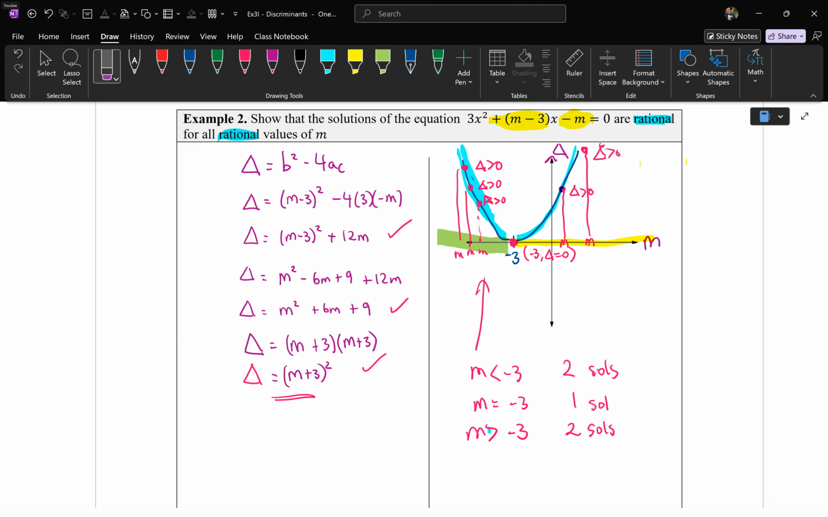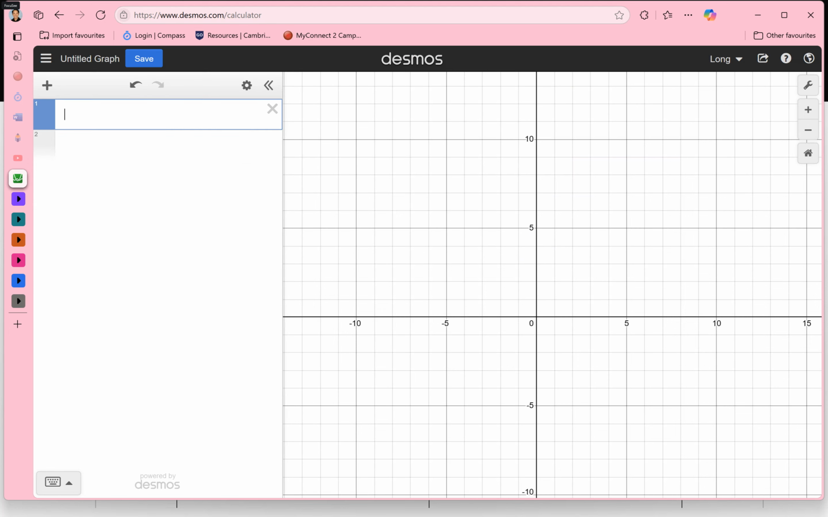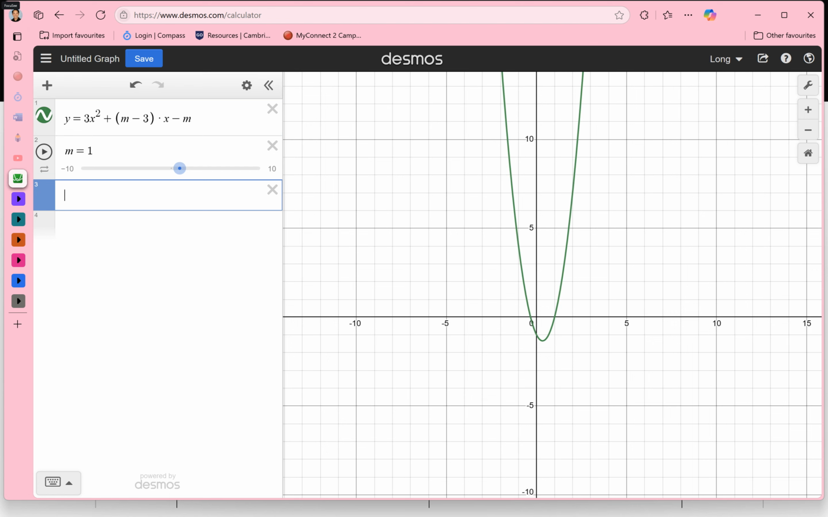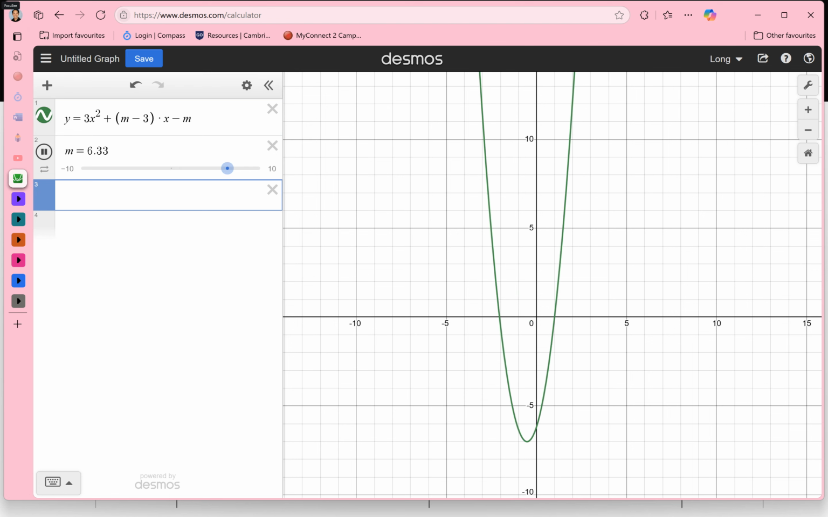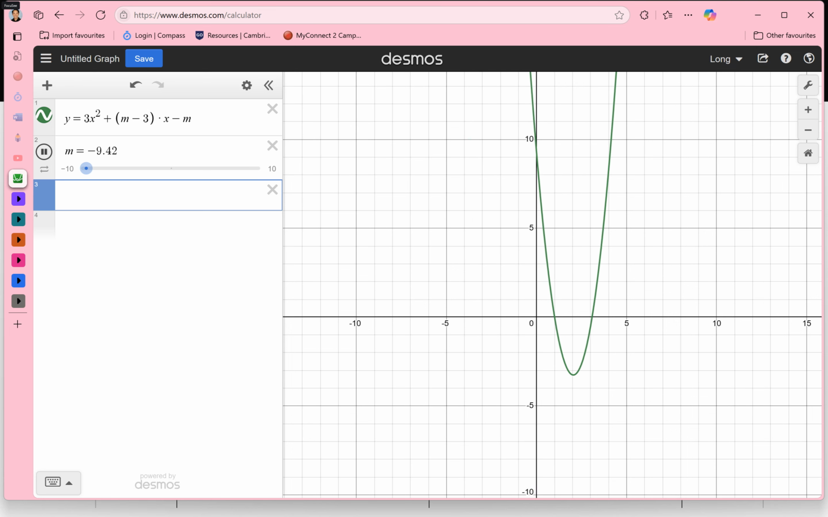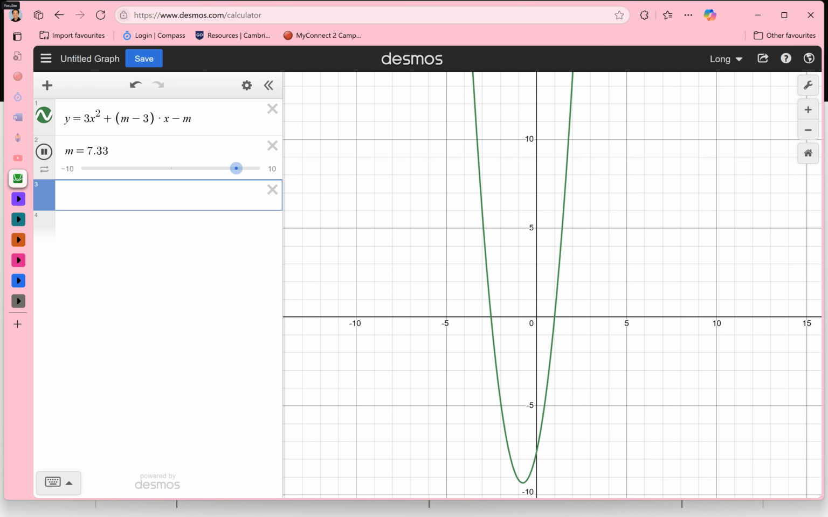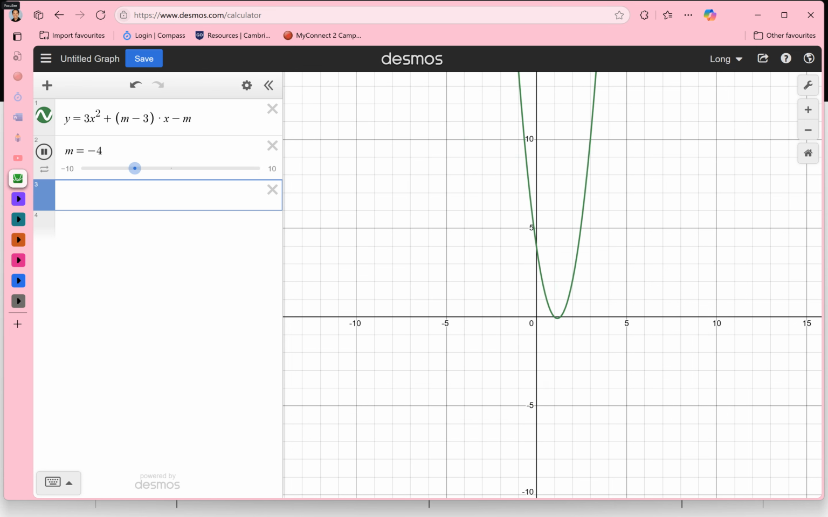And I can prove that by going to Desmos now. Let's go to Desmos and type in that equation. So I'm going to type it all again. Y equals 3x squared plus m minus 3 times x minus m. Watch this. I'll press play, and there will never be a time where this graph will have no solutions. It always has one or 2. It's 2 intercepts, no matter what m is.